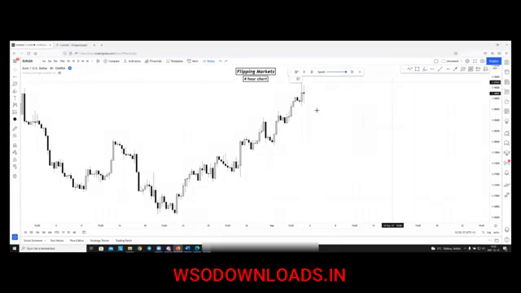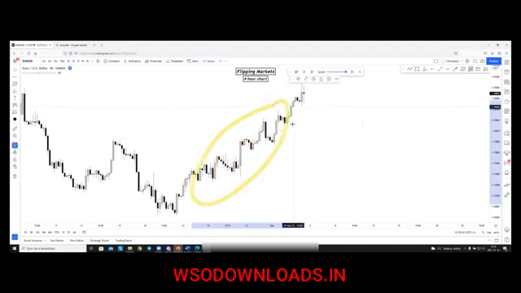Okay, as you can see, we are on the 4-hour chart again, and price is in a clear bullish trend because it's creating break of structures to the upside and forming a series of higher highs and higher lows. So this is a clear bullish trend.